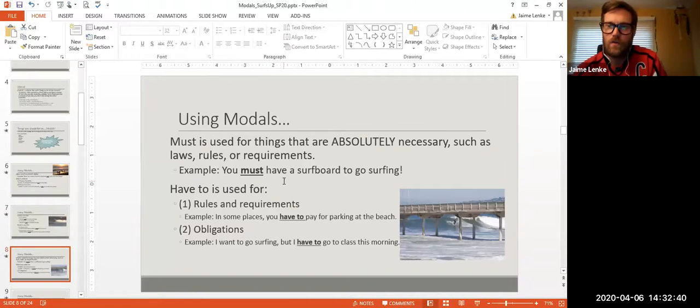And then must. So must is a very strong modal. So it's used for things that are absolutely necessary, such as laws, rules, or requirements. So right now we have something, right, that says you must stay inside, right? So that's a very firm kind of command or a law or a rule or requirement for everyone right now that you must do something. So it has to do with compliance. And so we use it for rules and regulations, right?